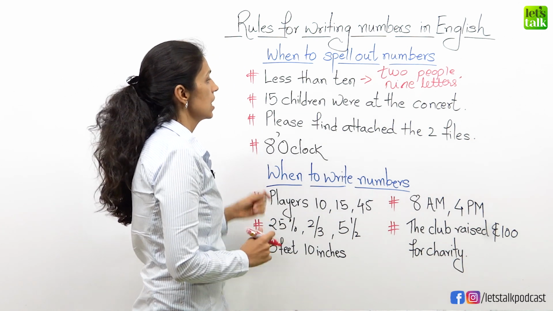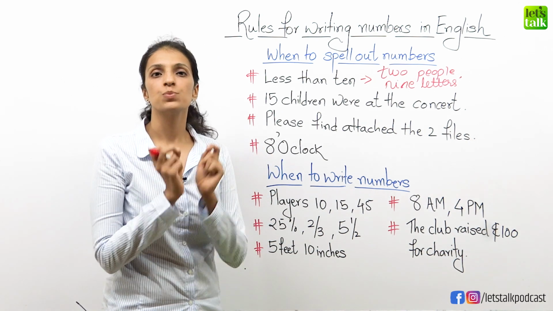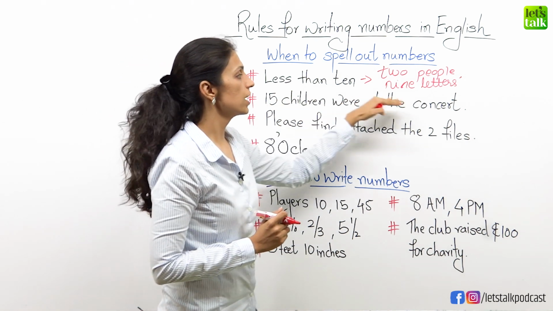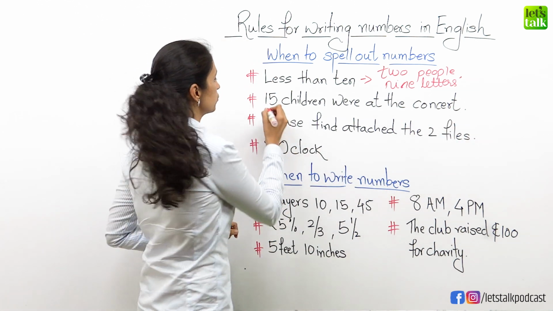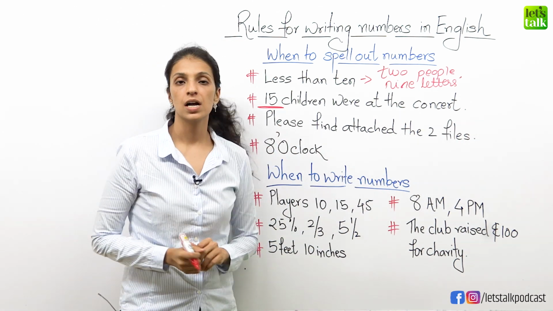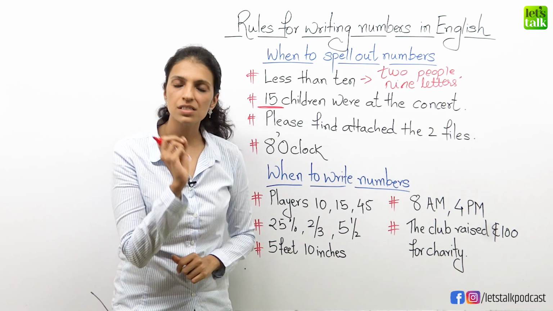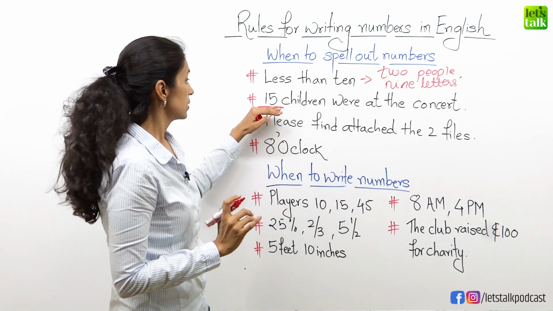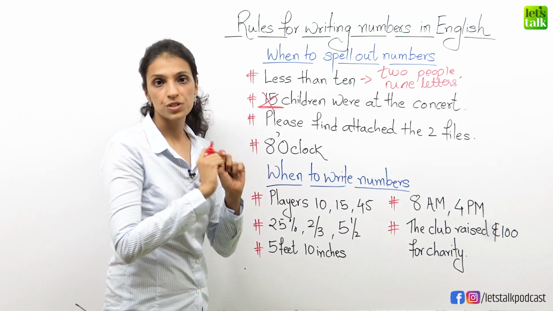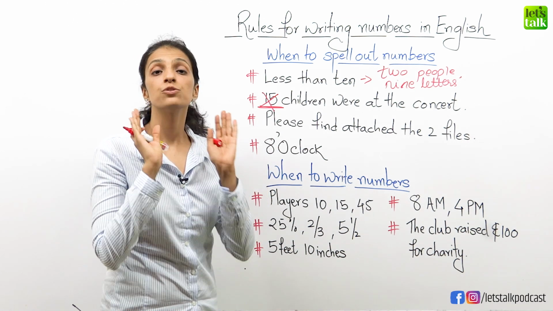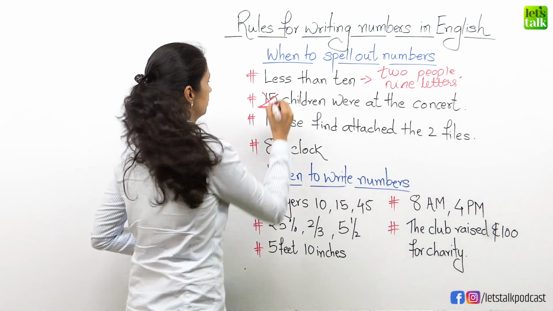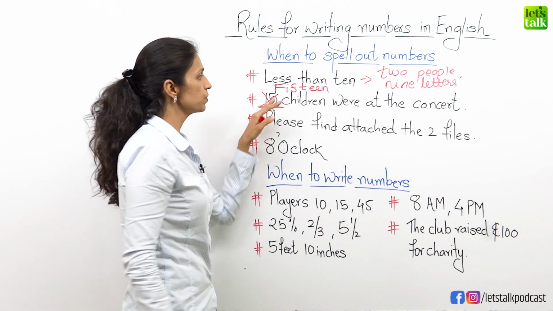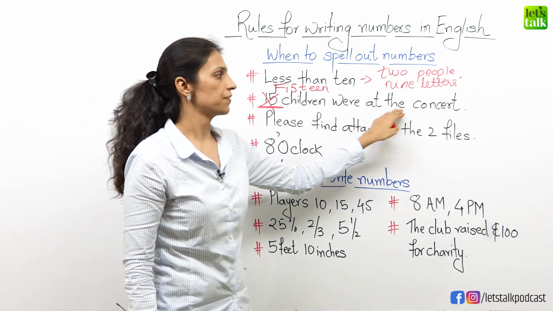The next one is when you start a sentence with a number. Now, for example, in this sentence, I have written 15 children were at the concert. If you see, I have used the numerical form. But well, friends, remember, when you start a sentence with a number, it is always better to spell it out. So this is not the correct way. What you need to do is spell out a number when you start a sentence with a number. Okay, so this would be the correct way of writing. Fifteen children were at the concert.